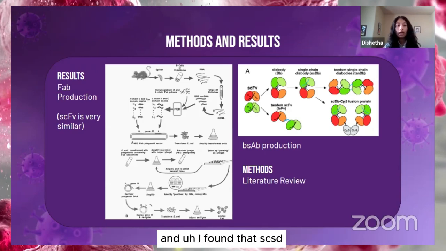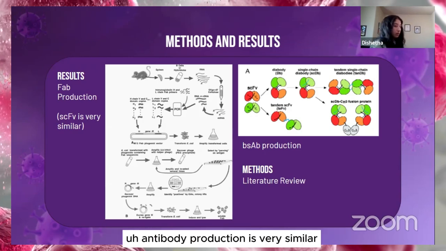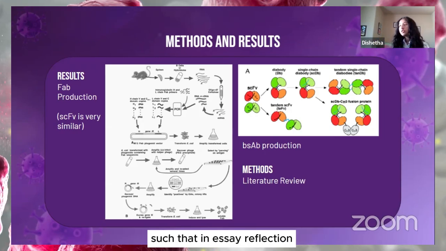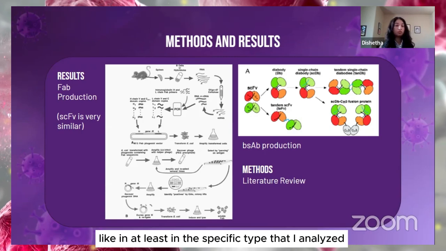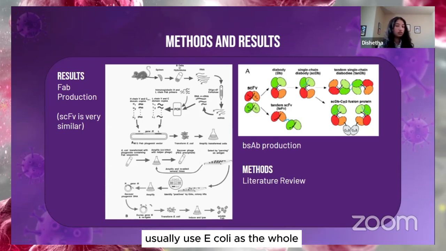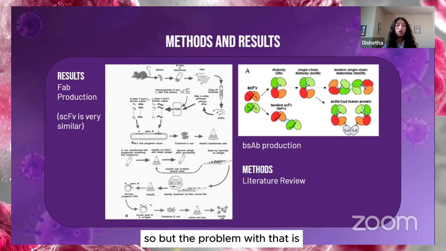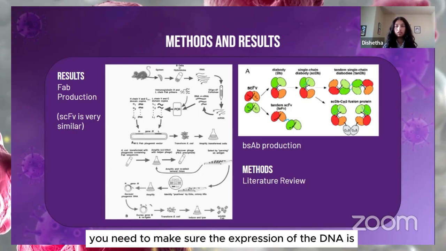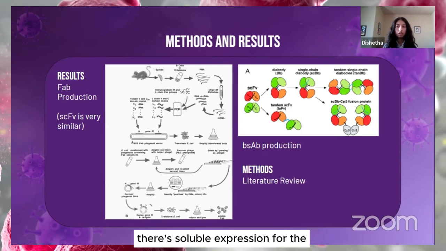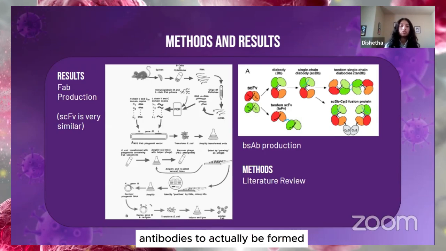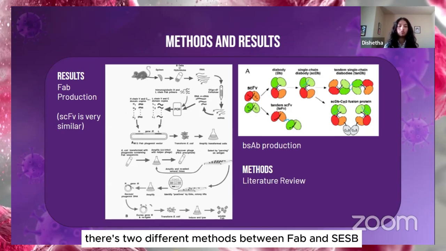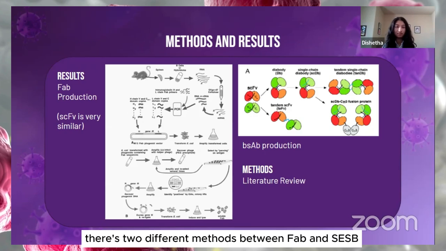And I found that scFv antibody production is very similar. There are just a few differences, such that in Fab production, at least in the specific type that I analyzed, usually you use E. coli as the host cell. But the problem with that is you need to make sure there's soluble expression of the DNA for the antibodies to actually be formed. So to ensure soluble expression, there are two different methods between Fab and scFv.